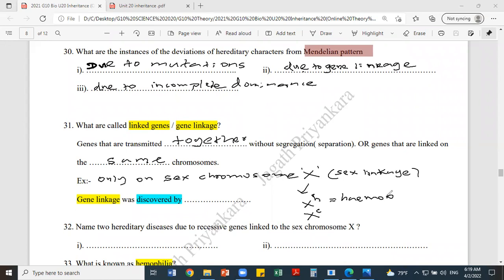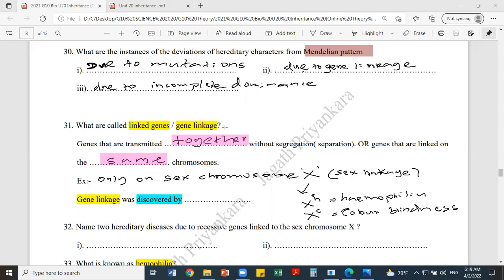So that is hemophilia. What is hemophilia? Not clotting of blood. The other one is red-green color blindness. I write in general, color blindness. Actually, color blindness also has two types: complete color blindness and red-green color blindness. Here it's about red-green color blindness. That means these genes are linked on the sex chromosome X. Genes that are linked only on the same chromosome are called linked genes or gene linkage.